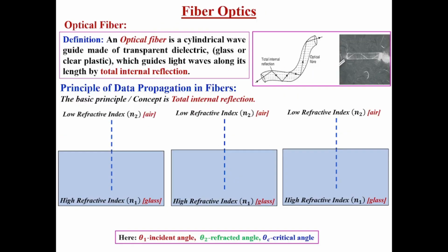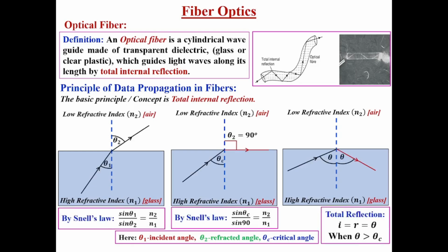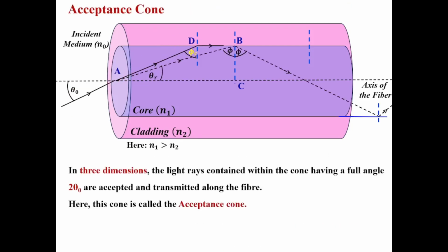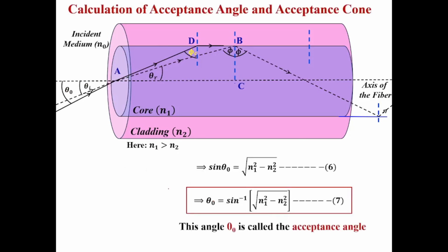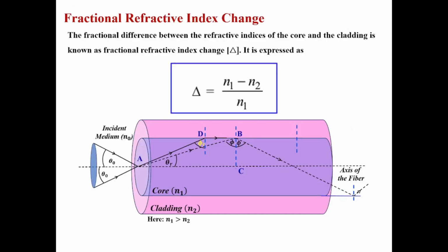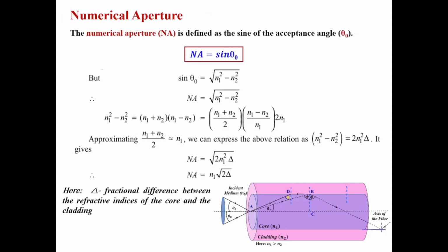In our first class, we discussed the introduction and principle of data propagation. Then we discussed acceptance angle and acceptance cone in detail. Derivation of acceptance angle we also discussed in our last class. In this class, we are going to discuss first fractional refractive index change and then numerical aperture.